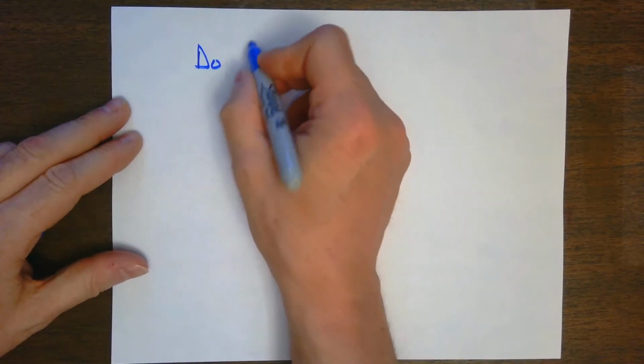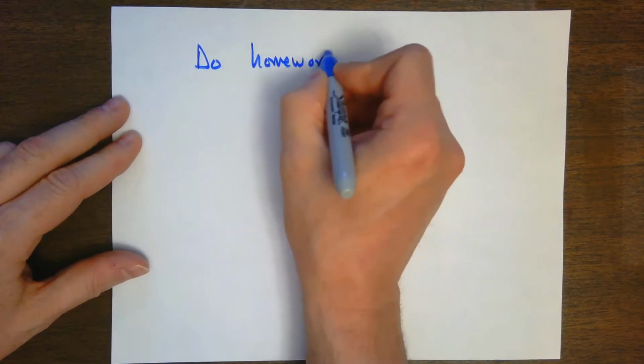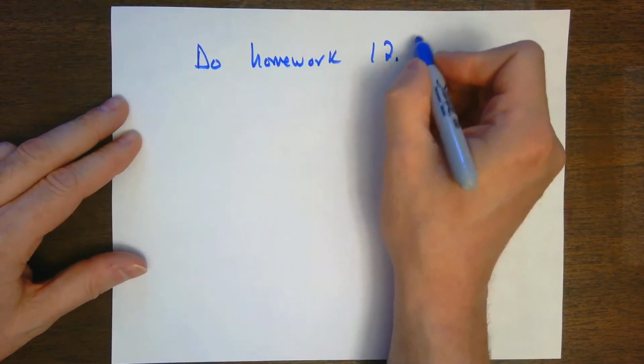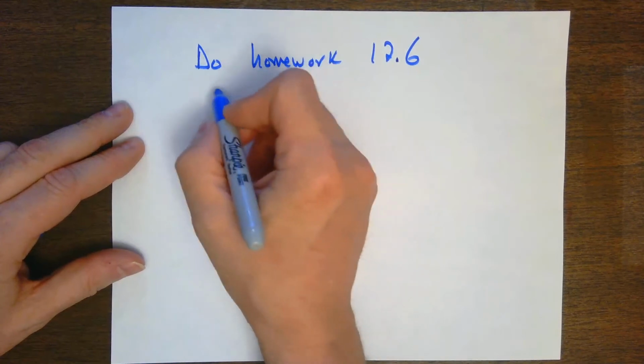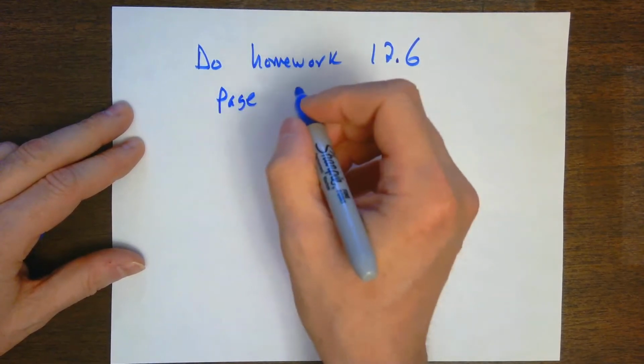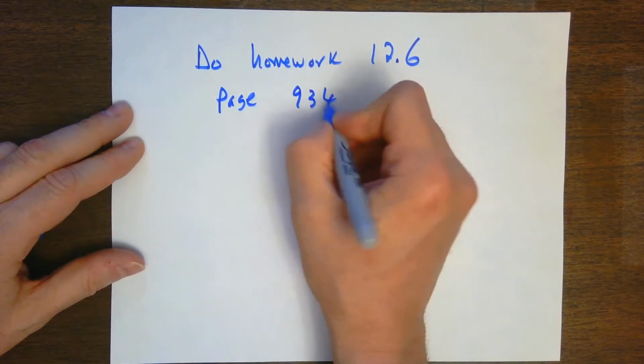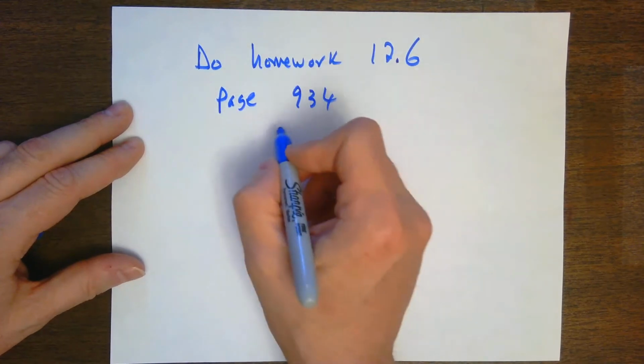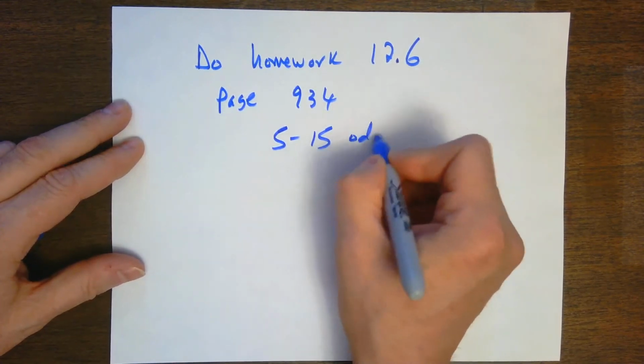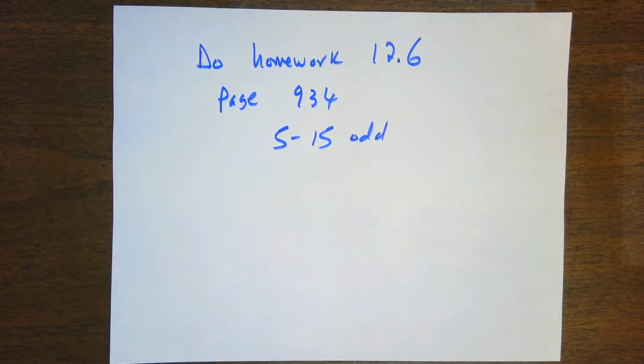So I want you to do the homework in 12.6, which starts on page 934, and I want you to do problems 5 through 15 odd. That's 6 problems, 6 systems. Think about substitution and elimination as your methods of doing it. You can also graph them if you want. It says graph them and then solve to find the point of intersection.